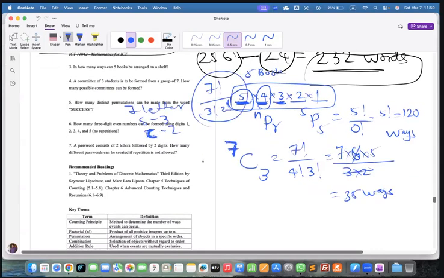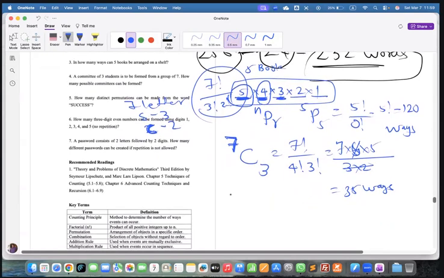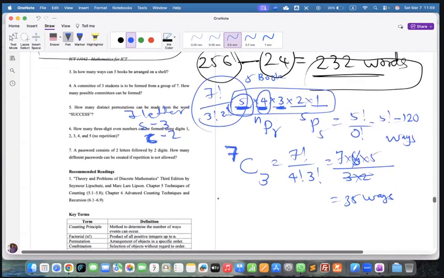Okay, the 6th one. How many 3-digit even numbers can be formed using the digits 1, 2, 3, 4, 5? This is something different, right? I will explain this question.